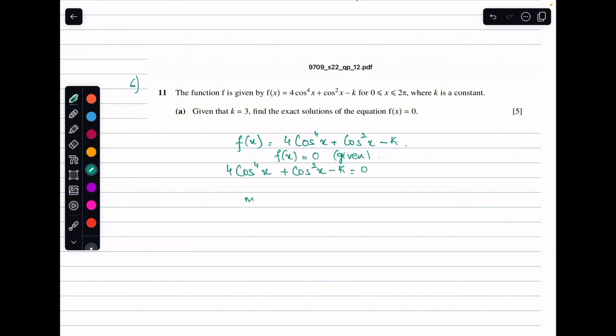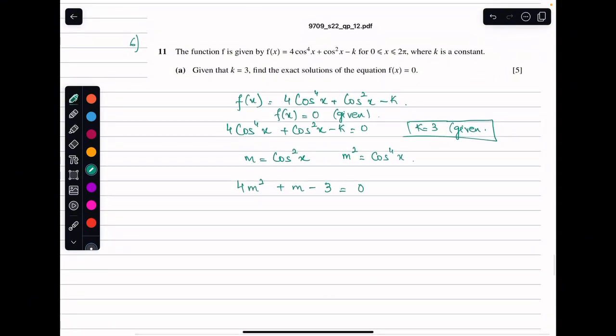So I can say m equals cos square x, and m square equals cos to the power 4 x. So my quadratic equation becomes 4m square plus m minus k, and the k value here is 3, so I'm substituting k by 3. The k value is given as 3. This is also given in the question. So instead of k, I will be writing 3 here. So this then is equal to 0.